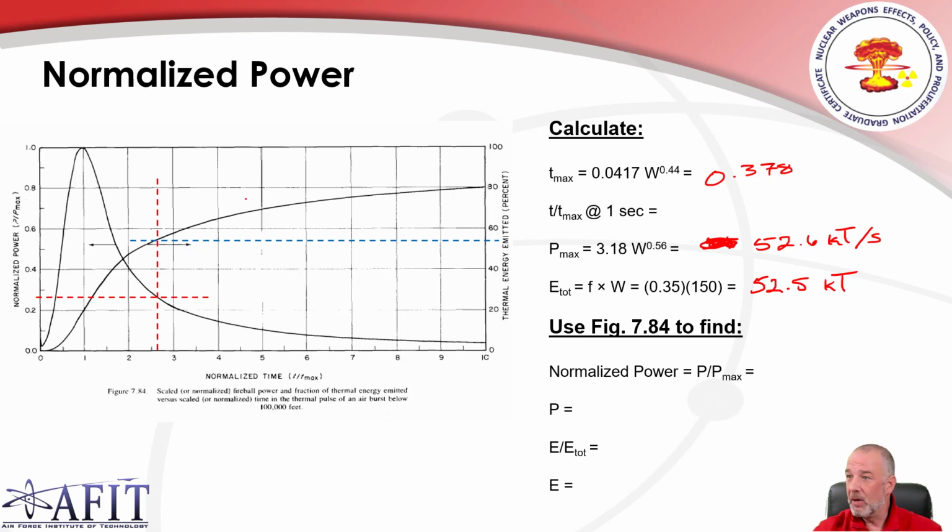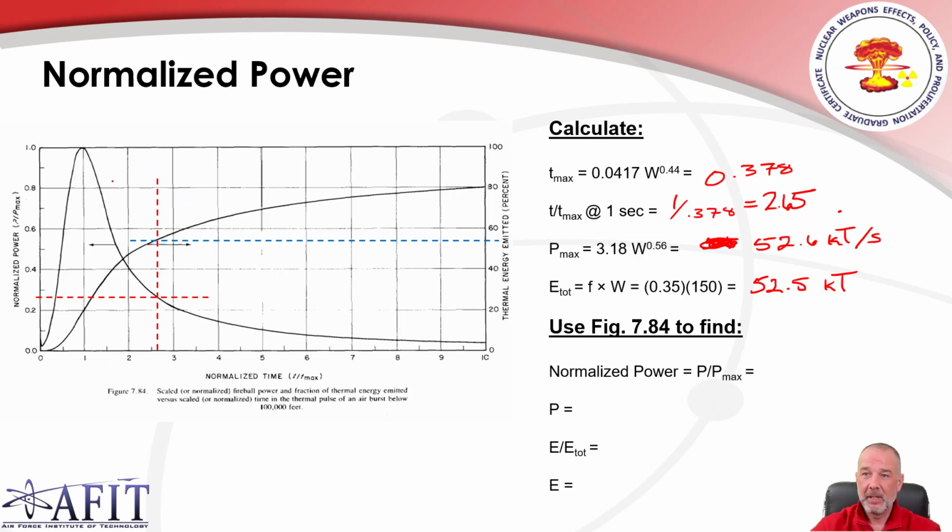So therefore, if we go over here to our T max, as soon as I can find my cursor again. There it is. So now we have 1 divided by this 0.378. So that's going to give us a ratio of 2.65. Okay, so that is our calculated T over T max at 1 second after detonation. So we're going to come over here to our cool little graph.